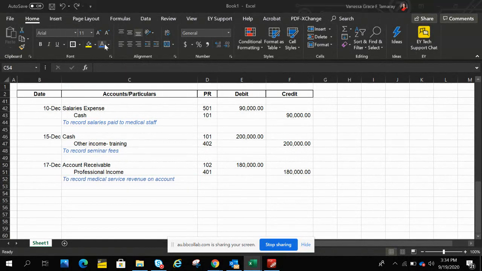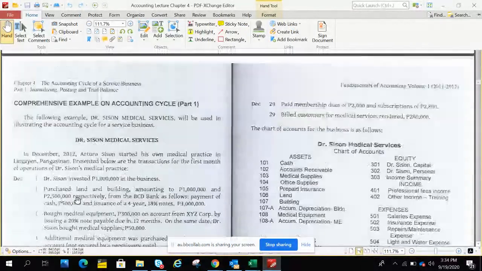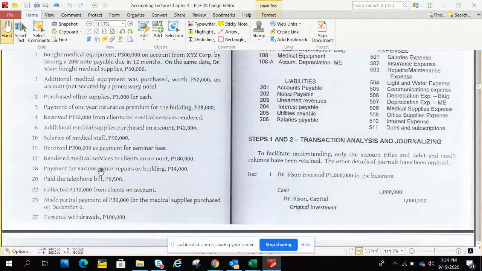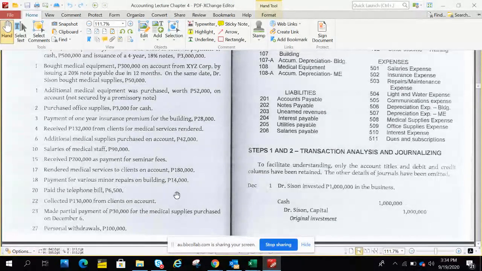Okay, next. December 18. Payment of various minor repairs on building. Nagpagawa daw tayo ng building natin. Minor repairs lang. In the future, you'll realize pag major repair, iba ang treatment doon. Mag-i-increase ang property, plant, and equipment mo. Pero pag minor repair lang, expense mo lang yan. You have to expense it. Gastos mo yan. Kasi hindi naman nakadagdag ng useful life ng building.